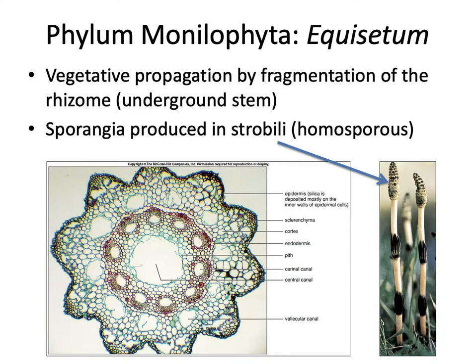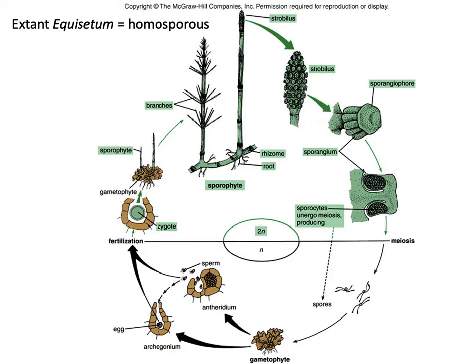Now, Equisetum can do vegetative propagation by fragmentation, so this is a type of asexual reproduction, but they can also do sexual reproduction, which always begins by producing spores first. The spores are going to grow into the gametophyte, which is where the sexual reproduction occurs. And the sporangia of Equisetum are produced in strobili, which are the cones found at the tips of the stems, very characteristic of the horsetails. All of the extant Equisetum, which is to say the ones that are currently alive on our planet today, are all homosporous.